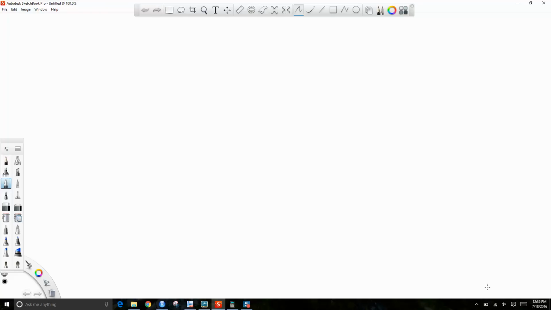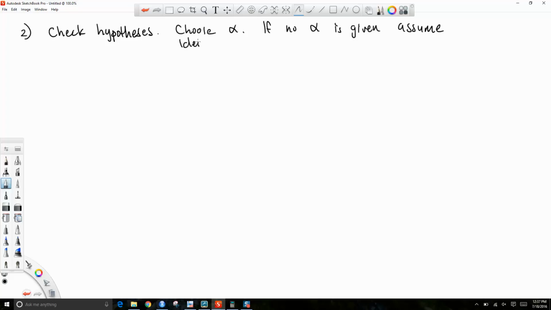All right, step 2, check your conditions, okay? Now, in quizzes and stuff, I will not ask you to check your conditions as part of this thing. I'll have a separate set of questions for checking conditions. Choose your alpha, or I should say identify alpha. If no alpha is given, assume alpha equals 0.05.